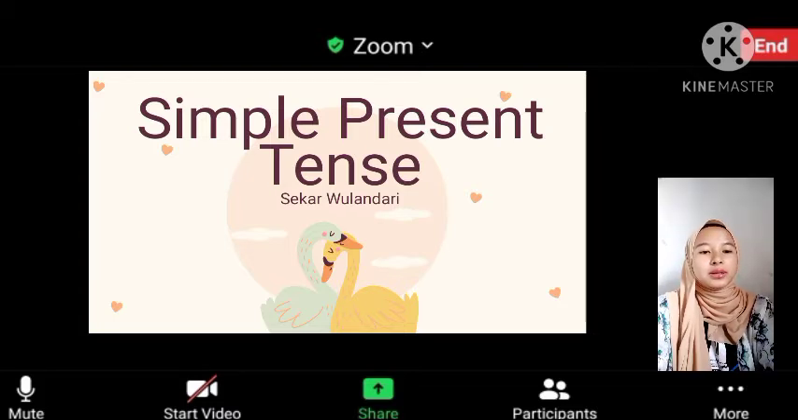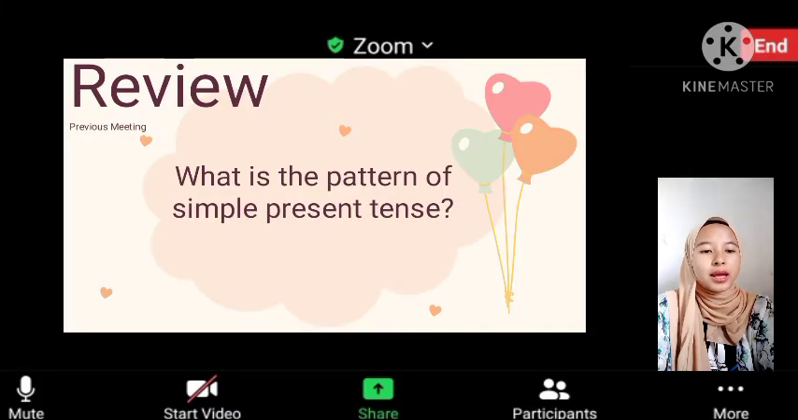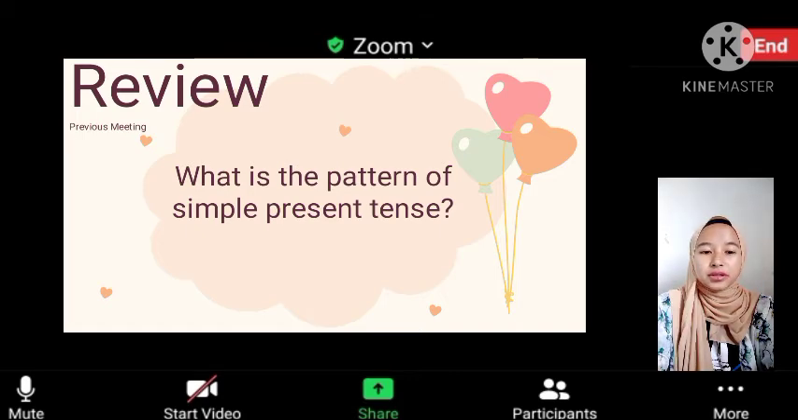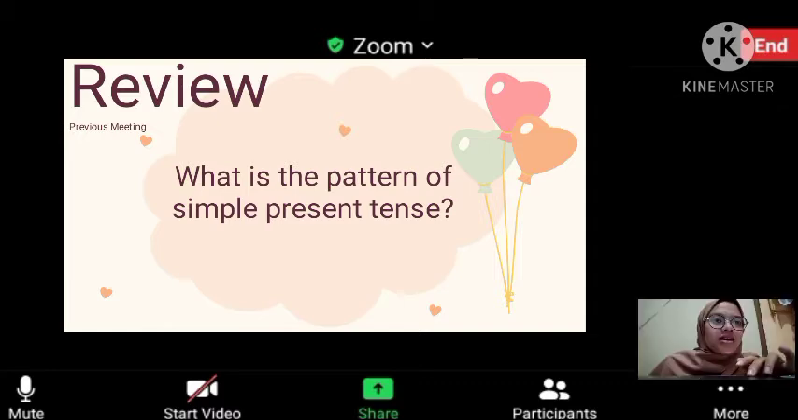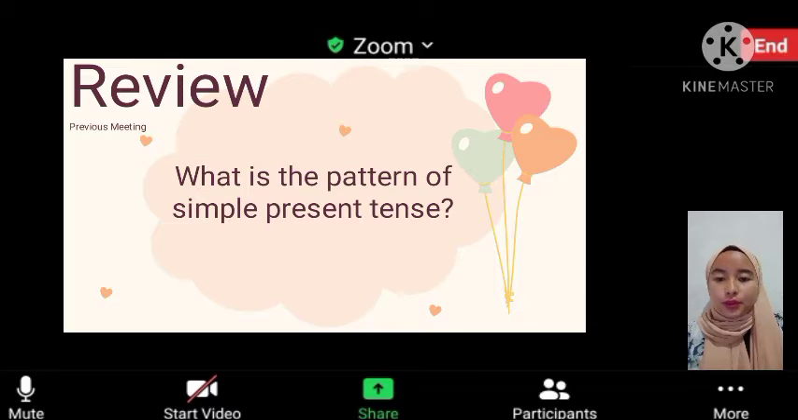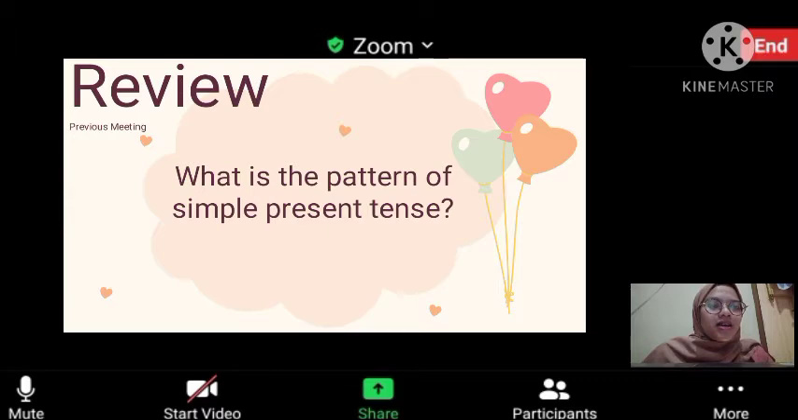We learned about the simple present tense pattern last week, and now we are still going to learn about the simple present tense. Before we go to our discussion, I want to recall your memory. I want to review our last week's material. Could anyone explain last week's material? Okay, who? I will try to explain it, ma'am. Sure, please. Okay, thank you.